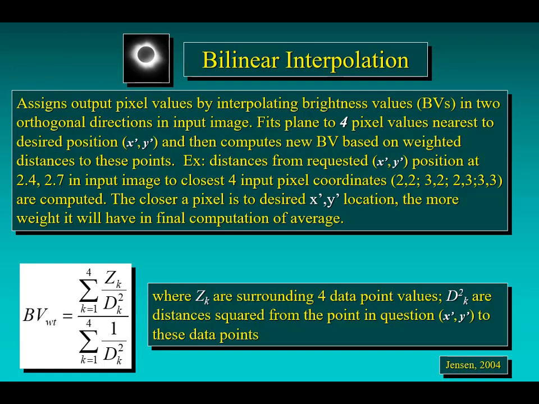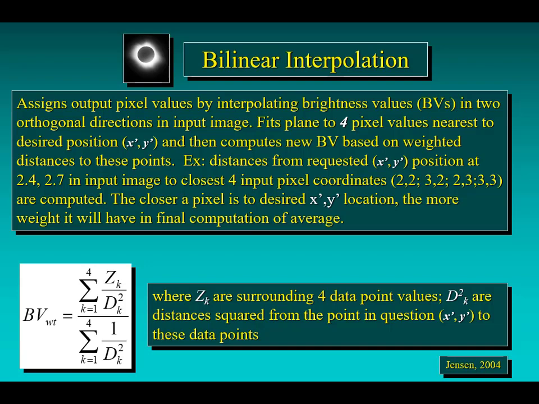Regarding bilinear interpolation, we're basically going to be utilizing the brightness values of the four nearest surrounding pixel locations in order to compute a new weighted output brightness value. So we're assigning output pixel values by interpolating BVs in the two orthogonal directions within our input image. So we're fitting a plane to four pixel values that are going to be nearest to our desired position, and then we're going to be computing our new brightness value based on the weighted distances to those points.